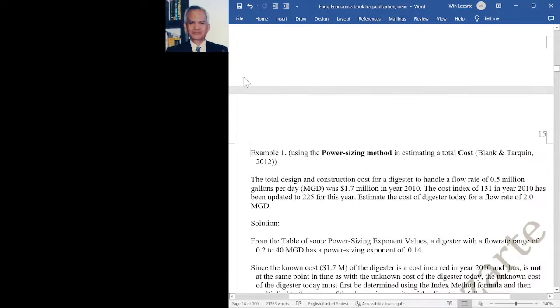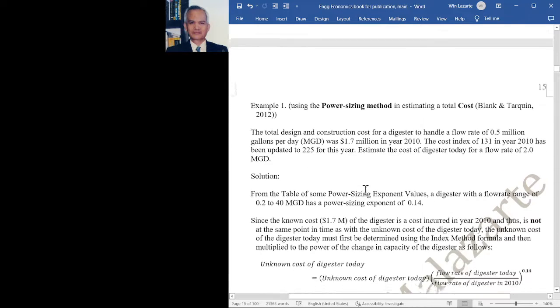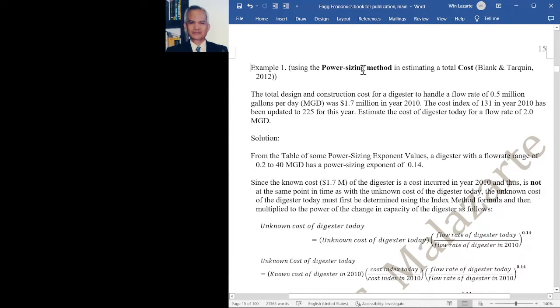Example 1: using the power sizing method in estimating a total cost. This example was taken from the reference book by Blank and Tarquin, and this is the problem.